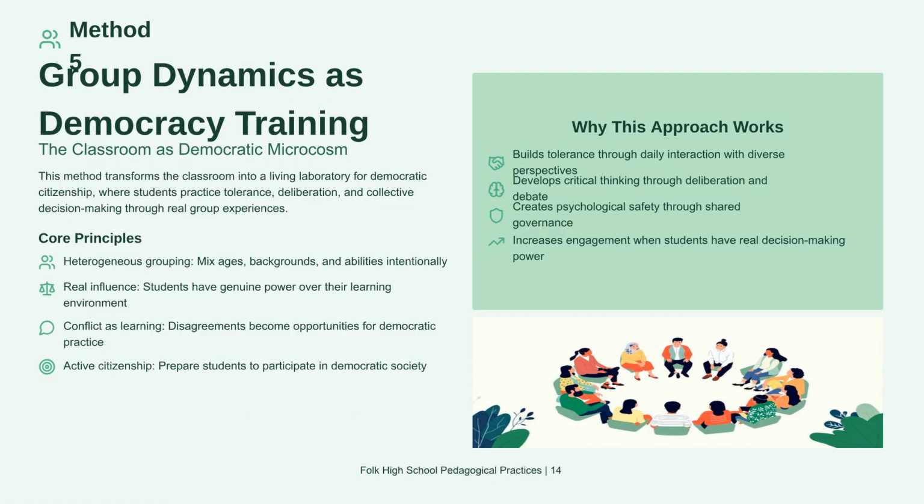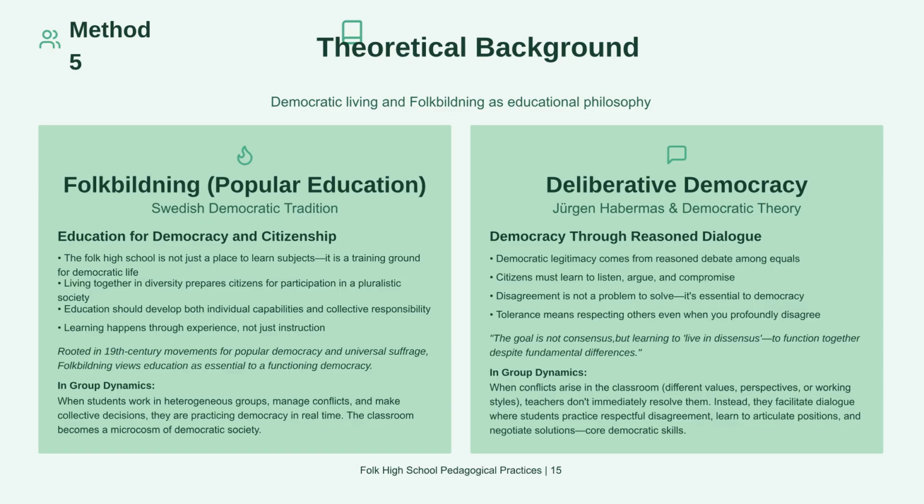Method 5 uses group dynamics as democracy training, transforming the classroom into a democratic microcosm. Core principles include heterogeneous grouping, giving students real influence, and treating conflict as an opportunity for democratic practice. This approach is rooted in folkbildning, the Swedish tradition of popular education for democracy and citizenship. It also uses deliberative democracy principles, which emphasize reasoned dialogue and learning to function despite fundamental differences.